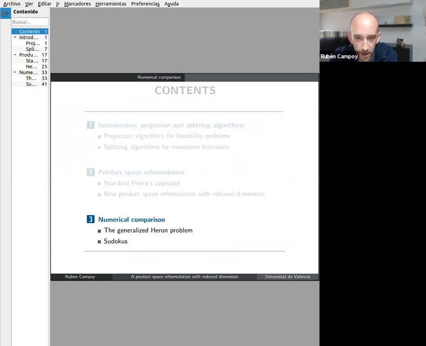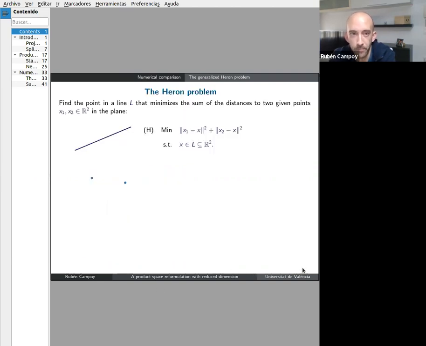Okay, so we will compare both formulations in 2 different problems. First one is the generalized Heron problem. The original problem is the problem in the plane. In the plane, we have a line and we have 2 points. And we want to find the point in the line that minimizes the sum of the distances to the 2 given points. So for example, this could be a solution.